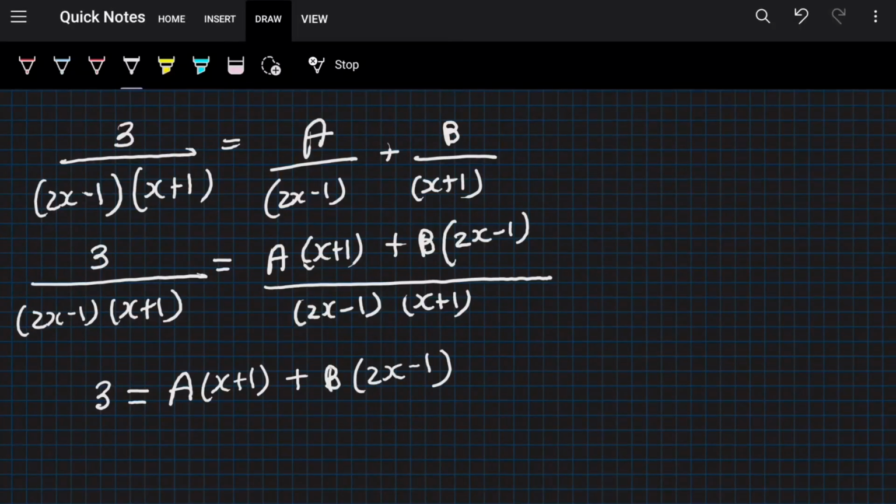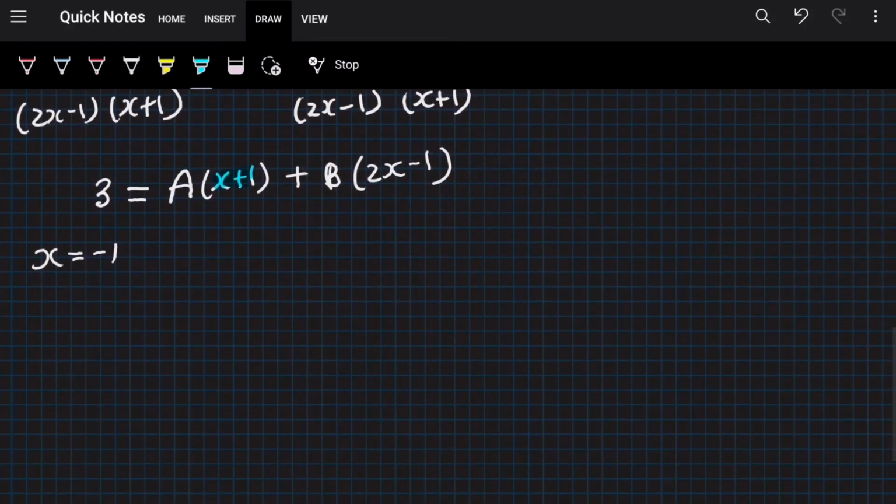So now to find A and B, we will start by letting x equal minus 1, because if we put x equal minus 1 here, we will get 0. So we will be left with only one term, which is B, and then we can work out what B is, right?